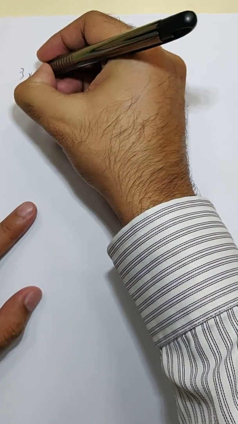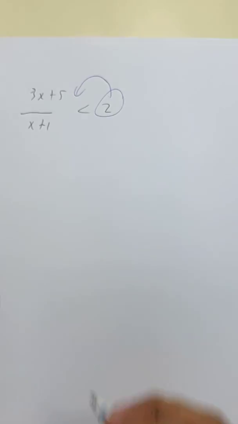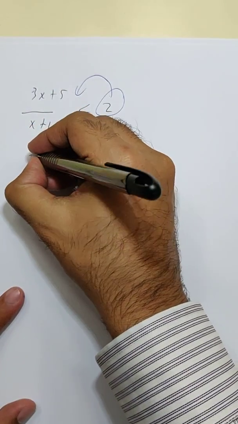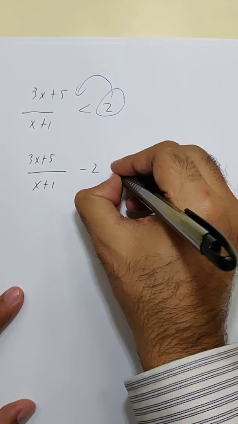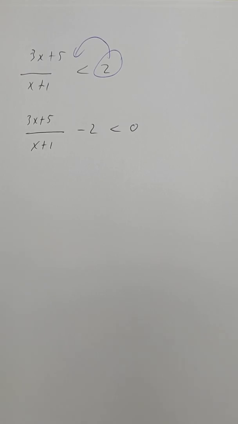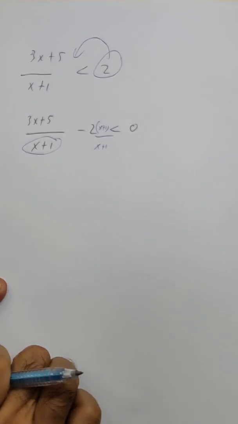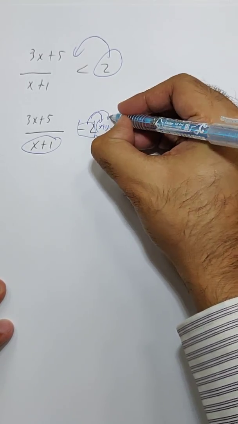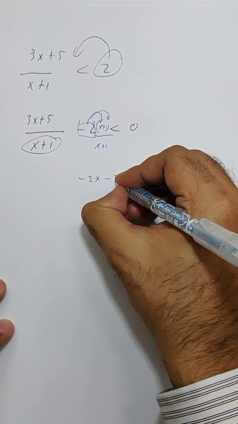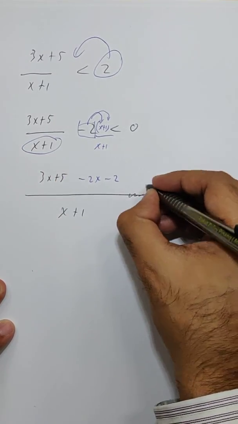Okay, so how do we solve it? For this type of question, since you cannot cross multiply, you bring your 2 to the other side. So you get (3x+5)/(x+1) minus 2 less than 0. How do we continue from here? Normally we make our denominator the same, x plus 1. Don't forget to multiply the 2 inside as well. So you get (3x+5 minus 2x minus 2) over x plus 1, less than 0.